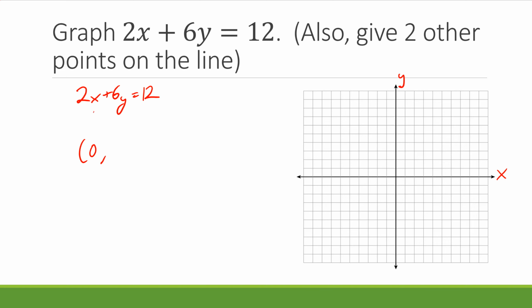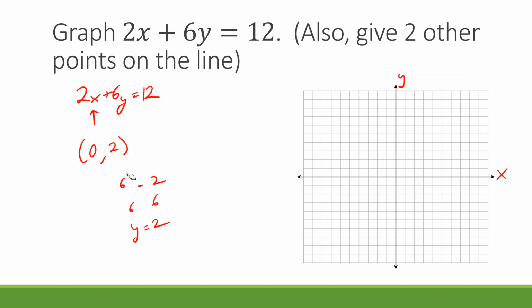Let's think about what happens when I plug in 0 for x. Well, 2 times 0 plus 6y equals 12. What's 2 times 0? Oh, it's just 0. So in other words, this whole term goes away because 2 times 0 is 0, and I'm left with just 6y equals 12. At this point, it's easy to solve for y. You can just divide both sides by 6 to get y equals 2. So I know that when I plug in 0, the y needs to be 2.